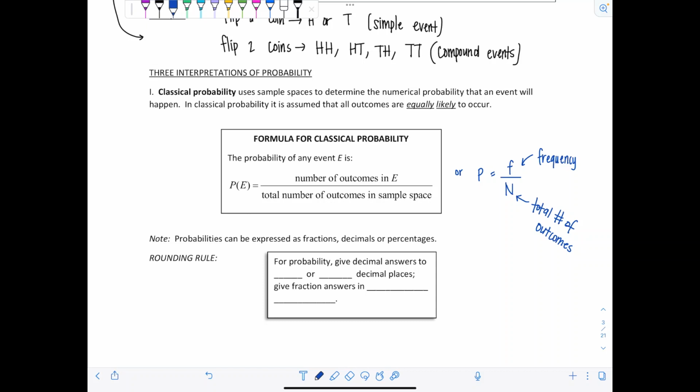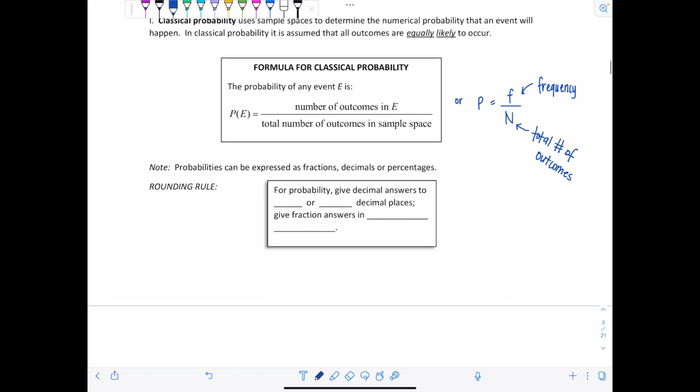And a general rounding rule: you want to give decimal answers to about 2 or 3 decimal places. Usually the problem will specify how many. And then your fractions definitely need to be in lowest terms, meaning reduce them. Reduced fractions only. Don't give me no 2/10. That's 1/5. Yes? All right, good.